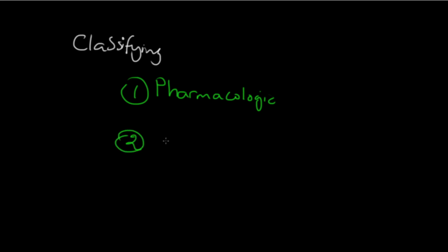So how are drugs classified? There are two ways to classify drugs. Number one is by pharmacologic classes. And the second type is therapeutic.